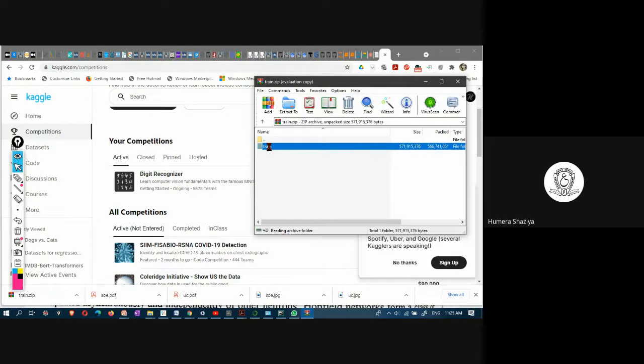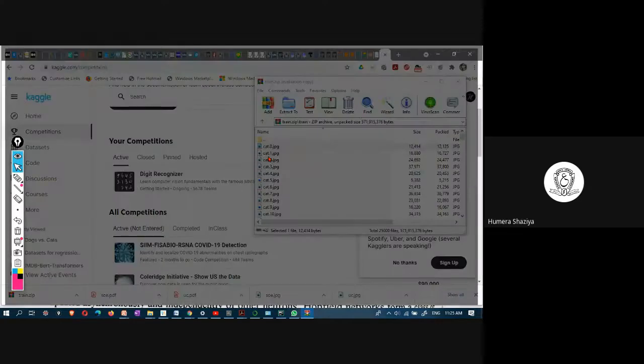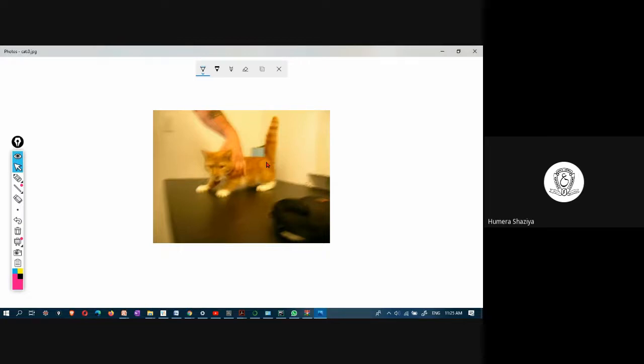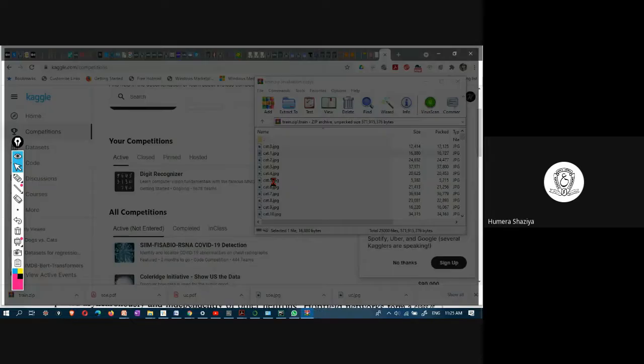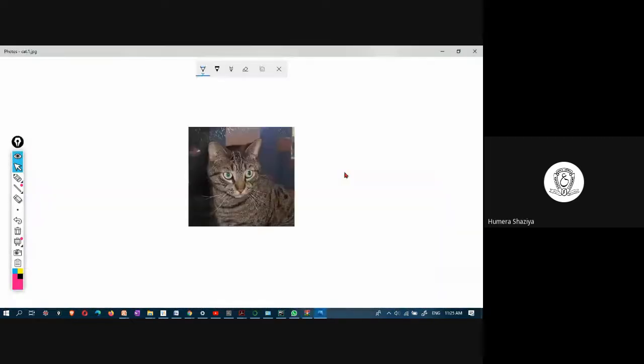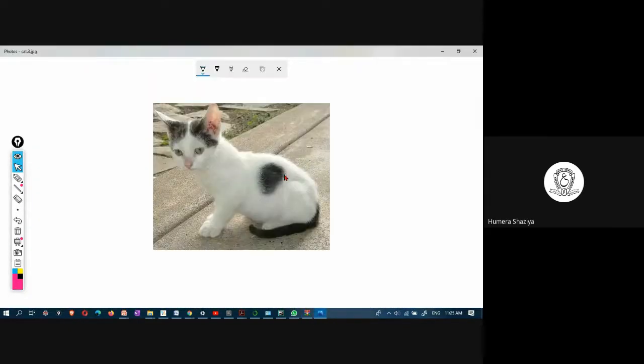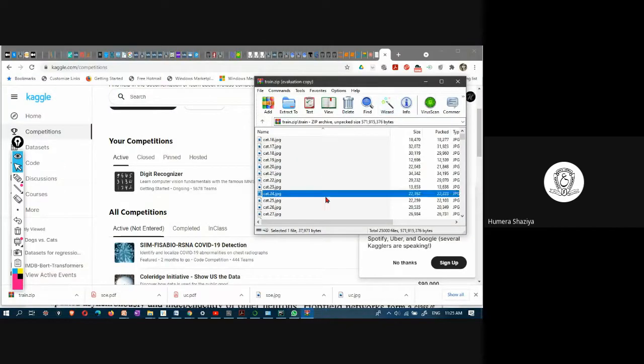Let us see some of the images. That way you get the idea what is actually happening in the real world. We are studying all this, but where is it actually used? Look at this, this is one cat image, and then this is another cat image. Like this, you show the machine different images. This is another. Like that, how many are there?